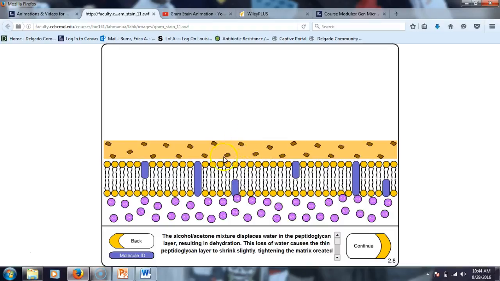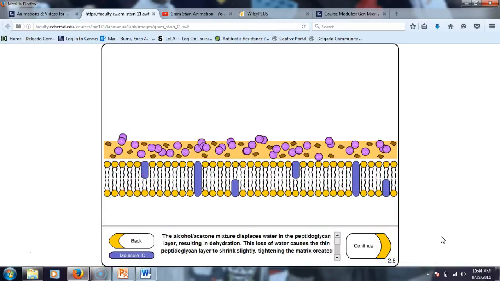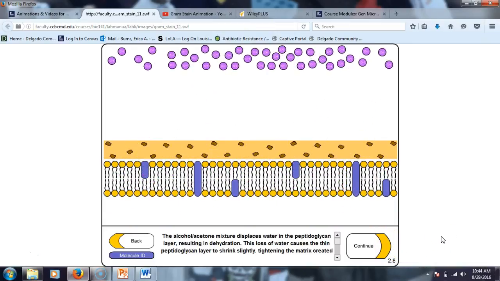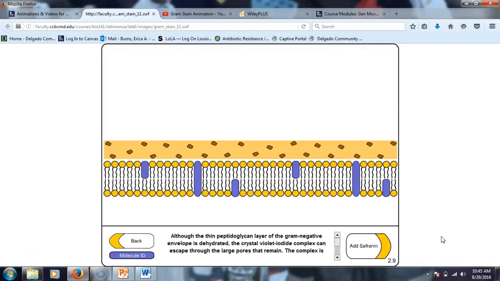Nah, not enough. Not enough layers here, right? Not enough shrinkage. They escape. Gone. So if we were to stop here and look at these cells under the microscope, would they have any color to them? No. Do we want to see them, though? Oh, of course. We always want to see them.